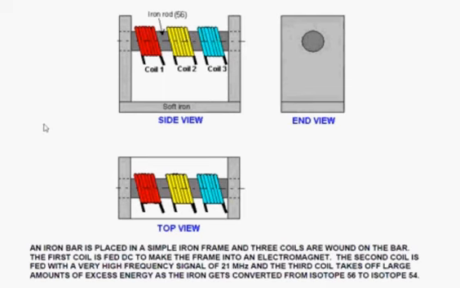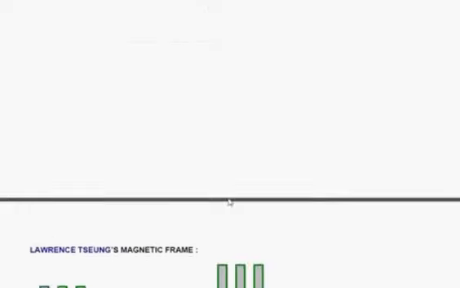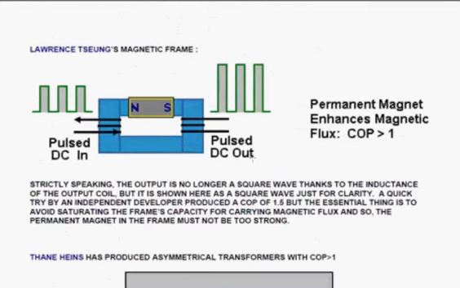Where does the energy come from? It comes from converting the iron inside the iron bar from one isotope to another isotope. The iron starts off with isotope 56 of iron and ends up with isotope 54 of iron. And that is a very effective and high-powered generator if you can generate 21 megahertz.